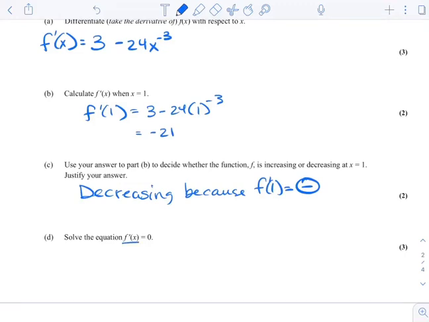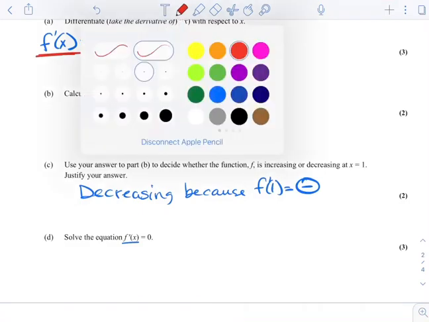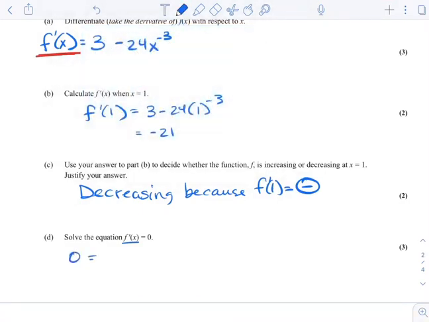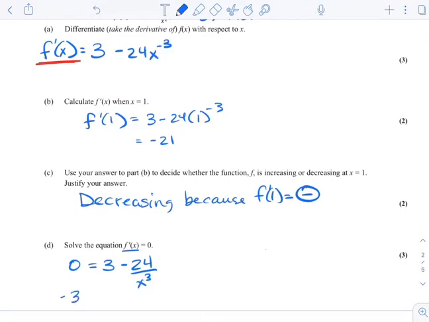So I'm going to put in 0 in place of f prime of x. So we have f prime of x here, so I'm going to put 0 in its spot. 0 is equal to 3 minus 24 over x to the power of 3, if we think of it that way. And we're going to isolate for x. We'll bring 3 over to the other side. And when we do so, we'll have that.